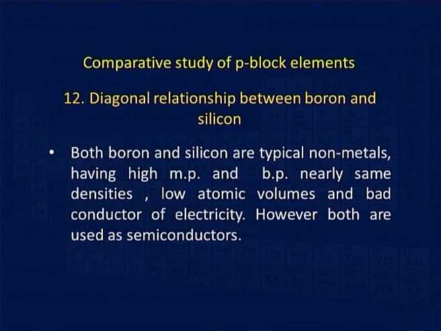Both of these elements are lying in the p block. Both boron and silicon are typically non-metals having high melting and boiling points, nearly the same density, low atomic volume and bad conductors of electricity. However, both are used as semiconductors.